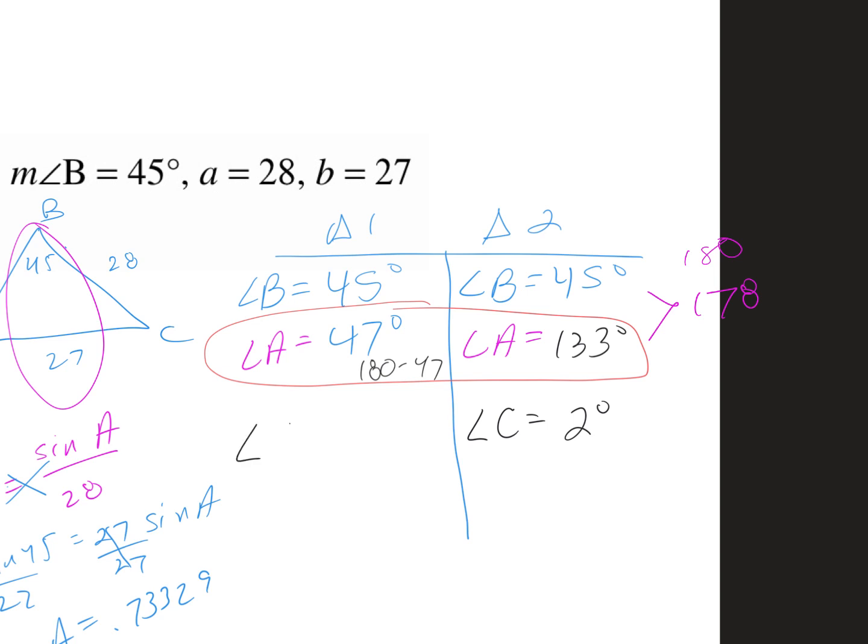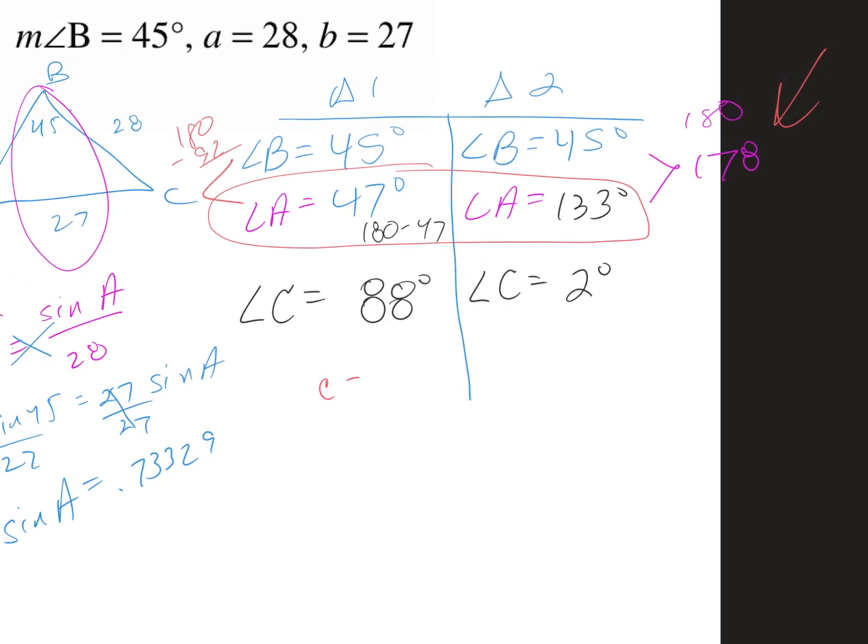How do you find the measure of angle C over here? What do you do? 45 plus 47 equals 92, 180 minus 92, 88 degrees. If I added up and this number over here was bigger than 180, you would say, oh, well, never mind. The second triangle doesn't exist. Did you get 88? I added these two, 45 and 47, and got 92, and then just said 180 minus 92. Yeah. So now we need to find little teeny tiny c over here and little teeny tiny c over here.